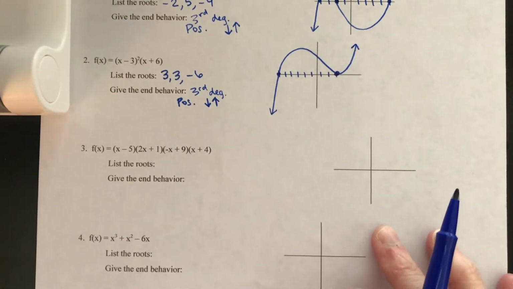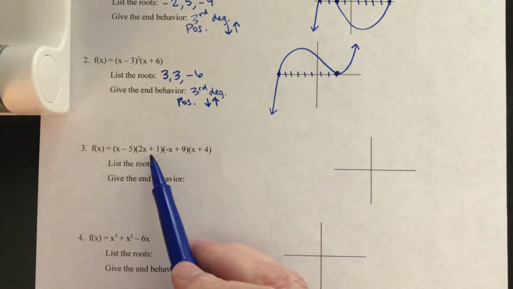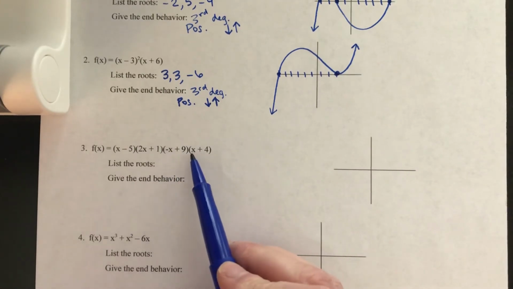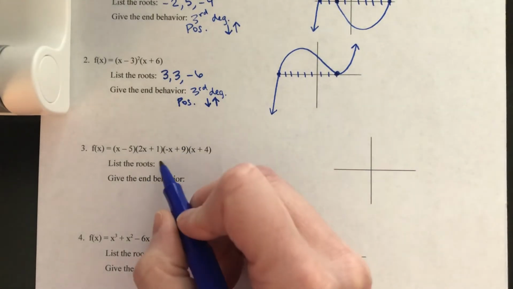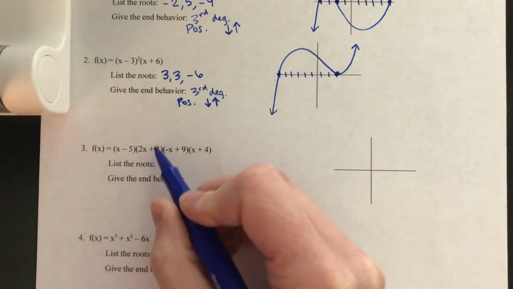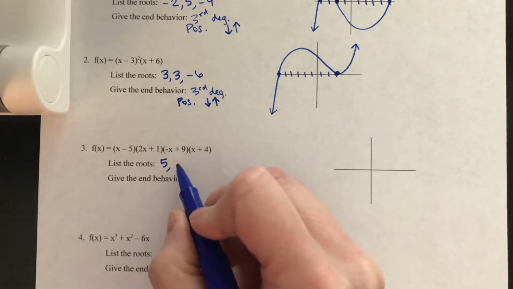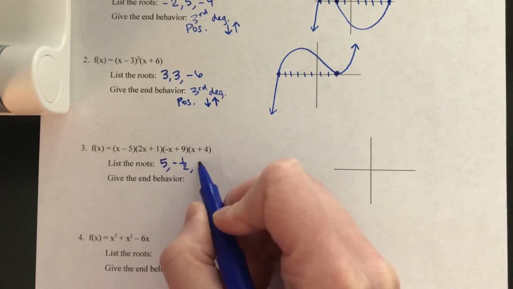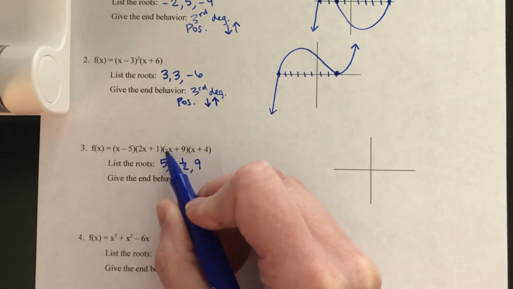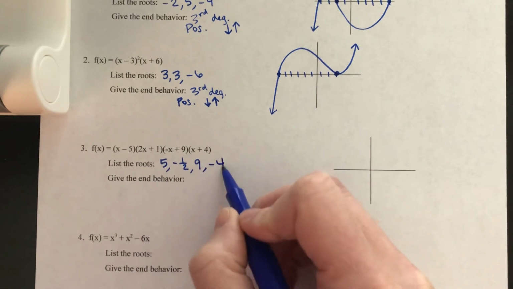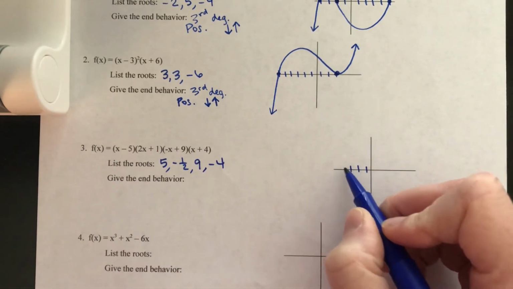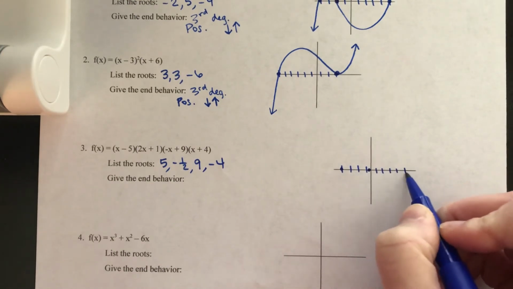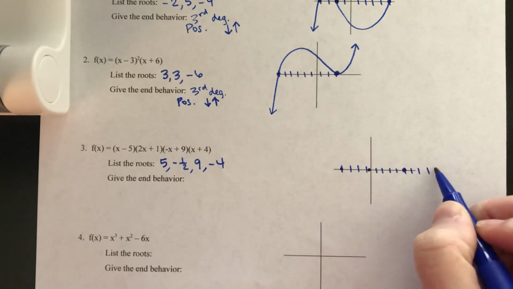For number 3, we have (x - 5)(2x + 1)(-x + 4)(-x + 9)(x + 4). The zero product property would put my roots at 5. Remember, if I set that second one equal to 0, I'll get -1/2. If I set the third one equal to 0, I'll get x is 9. So remember, because there's a little negative in front. And then -4. 1, 2, 3, 4. -1/2 is right there. 1, 2, 3, 4, 5, 6, 7, 8, and 9.